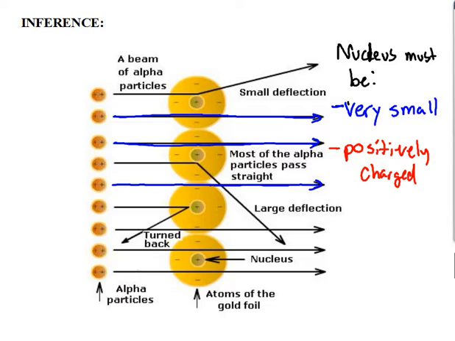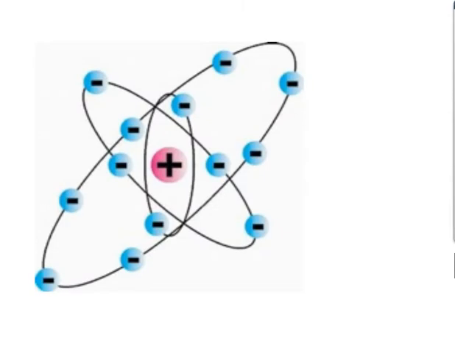The reason why he thought that it must be positively charged is because every once in a while those alpha particles were turned back. And we know that a positive charge is going to repel another positive charge. But it only happened every once in a while. So it must be a very small region, and it must have a very strong positive charge. So those were the inferences that Ernest Rutherford came up with. And he came up with this model, which we call the planetary model, or the nuclear model.